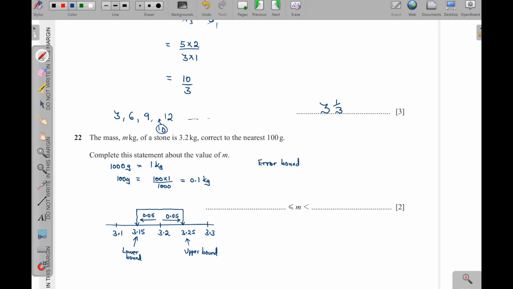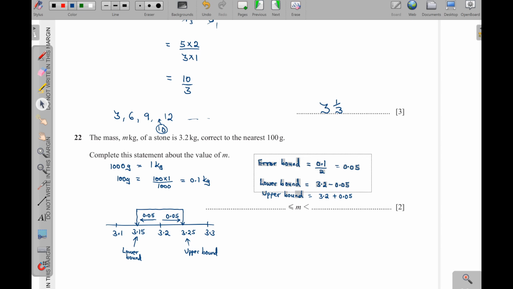Error bound is equal to this one we have gotten, you divide it by 2. So we get 0.1 divided by 2, you get 0.05. Then we say the lower bound is equal to that 3.2, you subtract this error bound, and then the upper bound, you get that value 3.2, then you add the error bound. You see that?